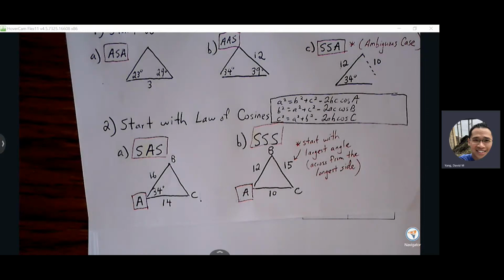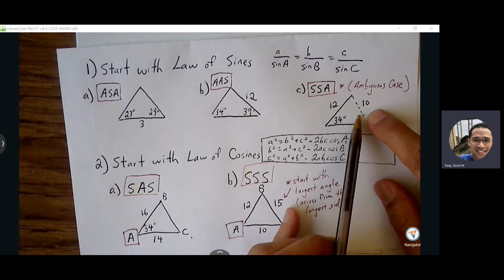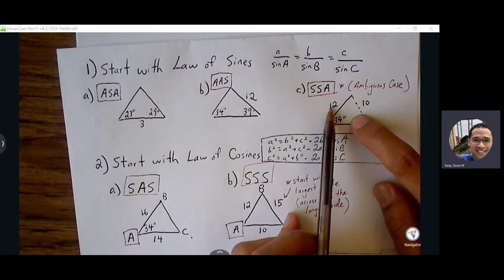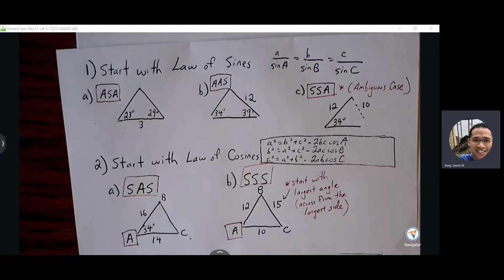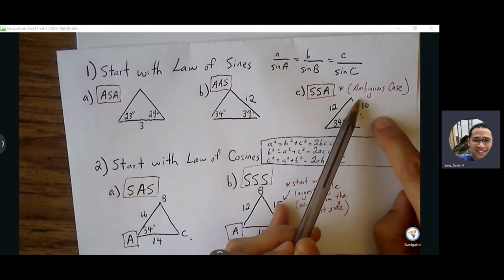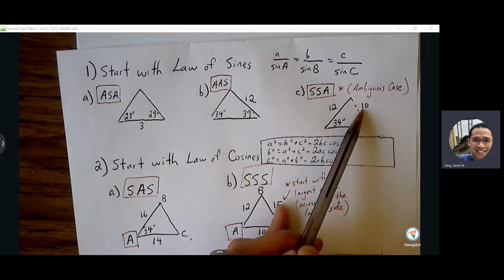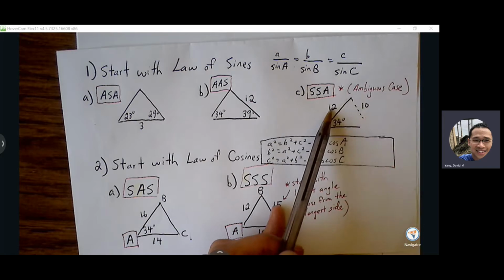Yes. So for the ambiguous case, the unknown side should be greater than the height value and less than the other side? Yes, greater than the height, less than the other side. That's how we know that there's going to be two triangles. But when would it be one? Good. If it's exactly the same as your height, then it's going to be one right triangle. If it's greater than the hypotenuse, it's also going to be one triangle.